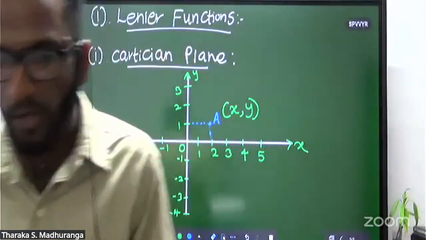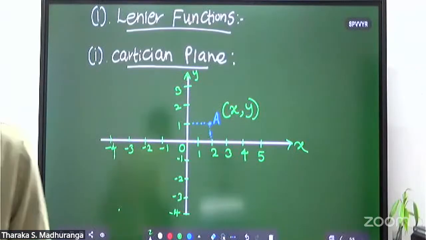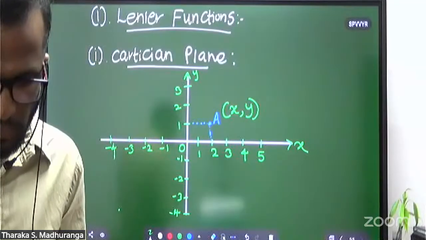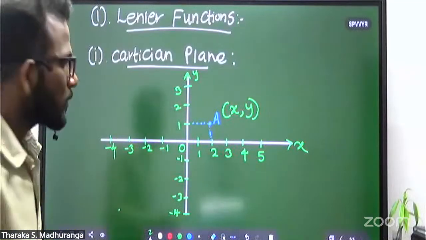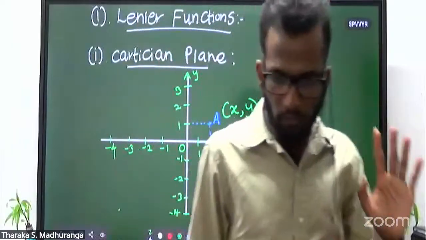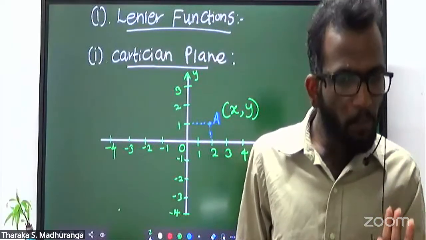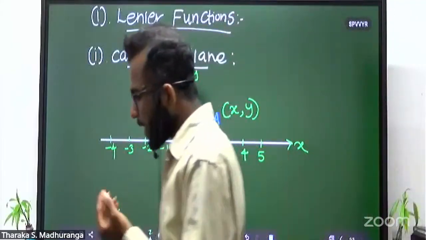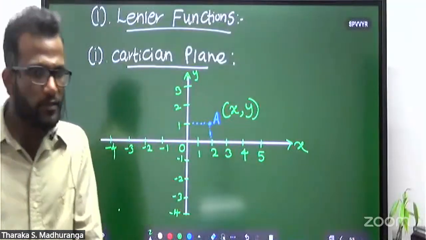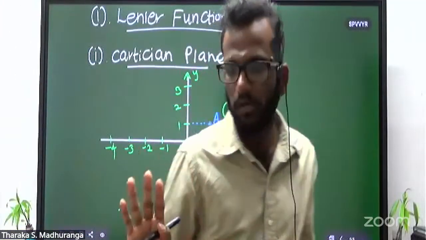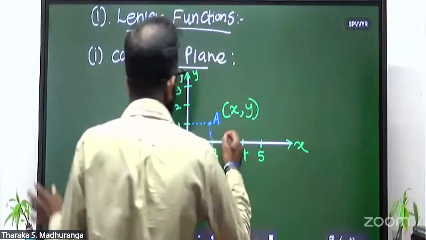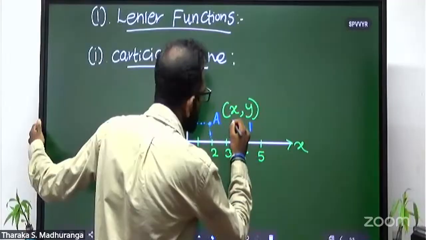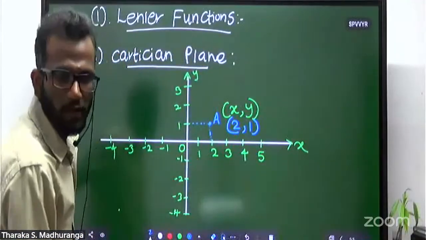I'm starting from a very basic level. Very good, Prelan, you are correct. X comma y, you always need to remember. Any point's coordinates on the Cartesian plane we explain by x comma y always, not y comma x, that is totally wrong. It is 2 comma 1.